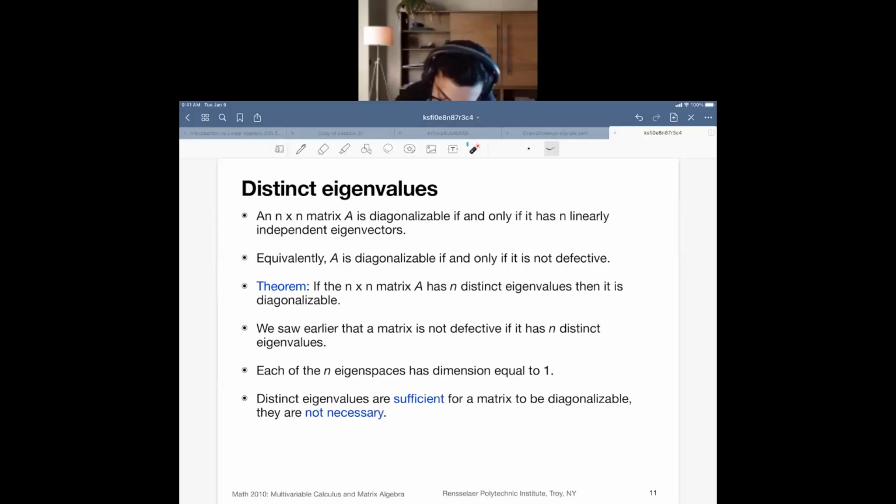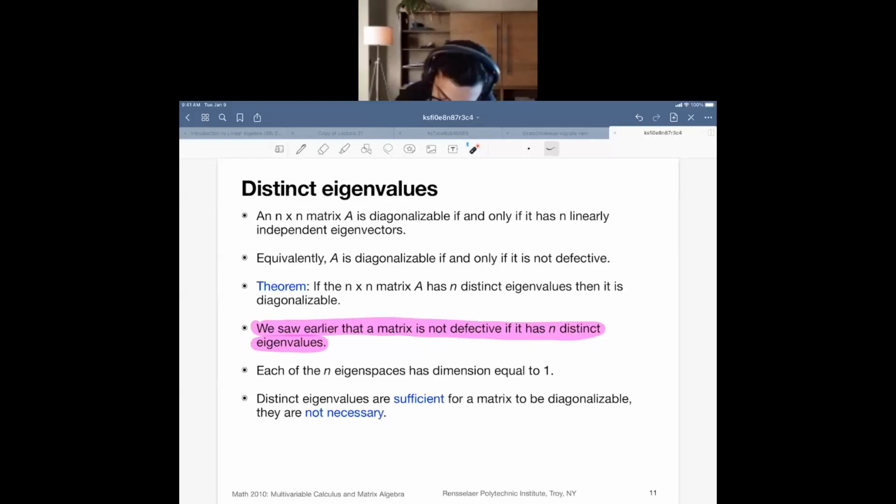And we have looked at that before. Only when the algebraic multiplicity is greater than 1, then you need to worry about what the geometric multiplicity is. But if you have all distinct eigenvalues, you know that the matrix is not going to be defective. So we make this statement. We saw earlier that a matrix is not defective if it has n distinct eigenvalues. I don't need to worry about that. But only when it has repeated eigenvalues, then I need to worry about that.